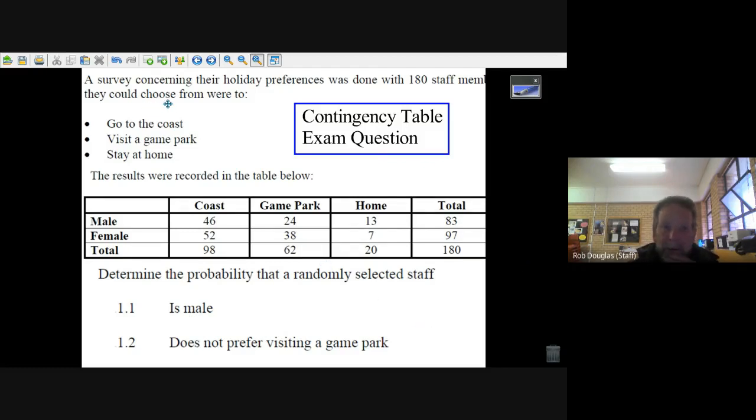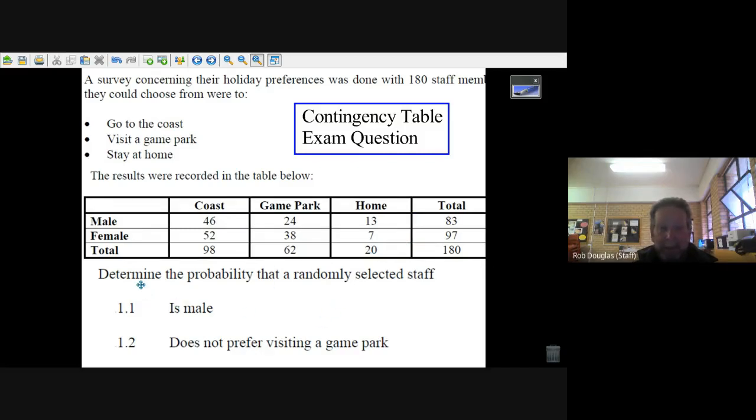Okay, there's this story. There's a survey concerning holiday preferences with 180 people chosen. They were asked, do you want to go to the coast? Do you want to visit a game park? Or do you like to stay at home? It was broken up into males and females. The total number of people, both males and females, adds up to 180. Here's the totals for the people that prefer the coast, game park, or want to stay at home. And here's a total breakdown.